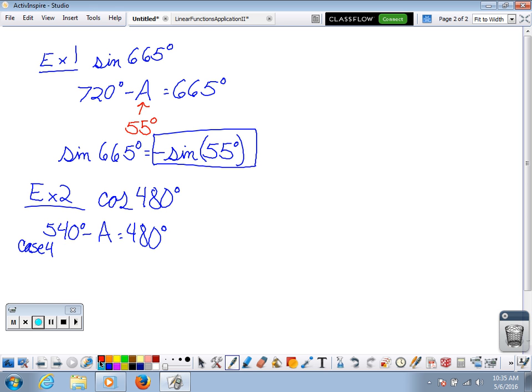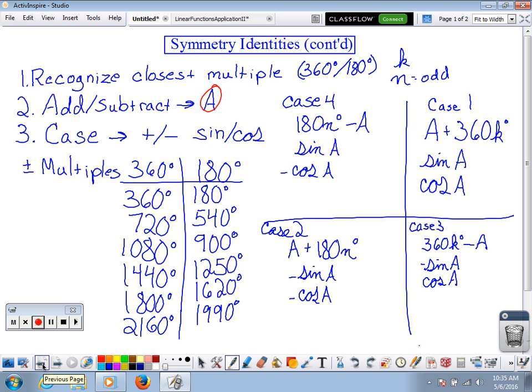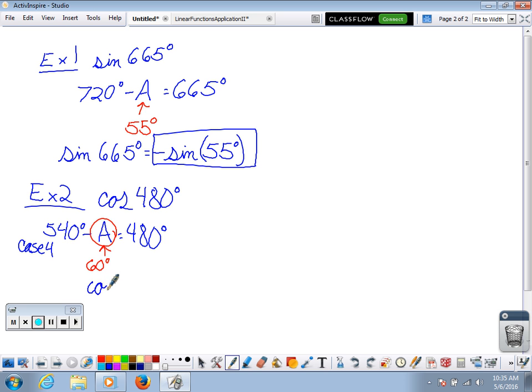Okay, now, what is that first quadrant angle? What am I subtracting to get down to that 480? 60. Sorry, had a little brain fart for a minute there. 60 degrees. So the A is going to be 60 degrees. Okay, now, in case 4, we're dealing with cosine. In case 4, cosine is negative. Cosine changes sign. So that means that the cosine of 480 degrees is equal to negative cosine of 60 degrees.